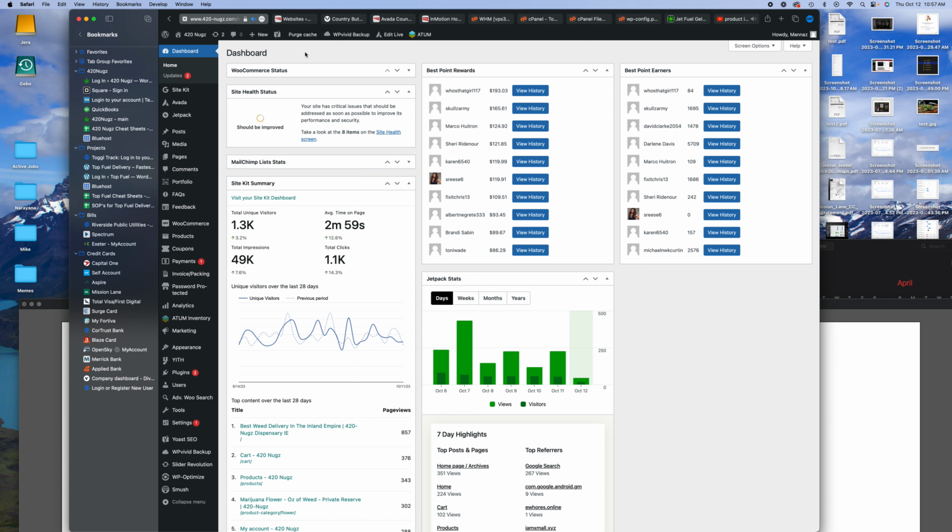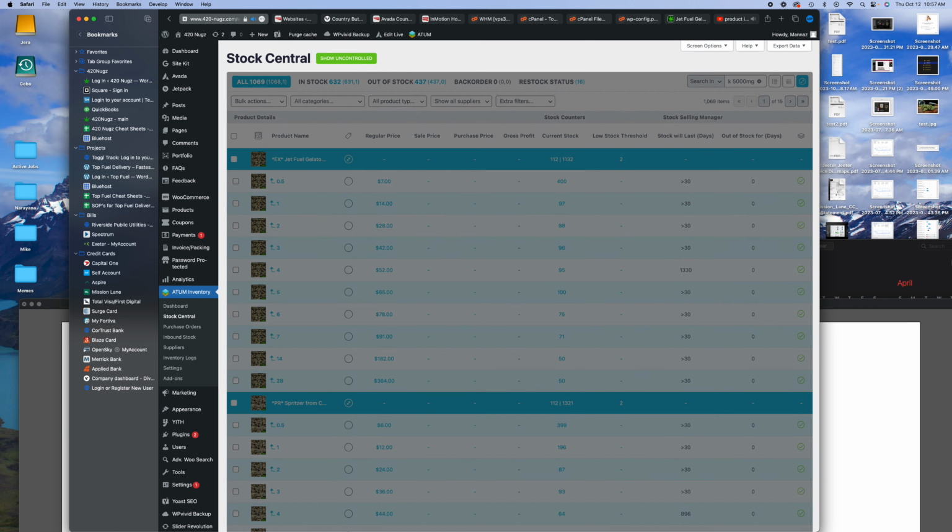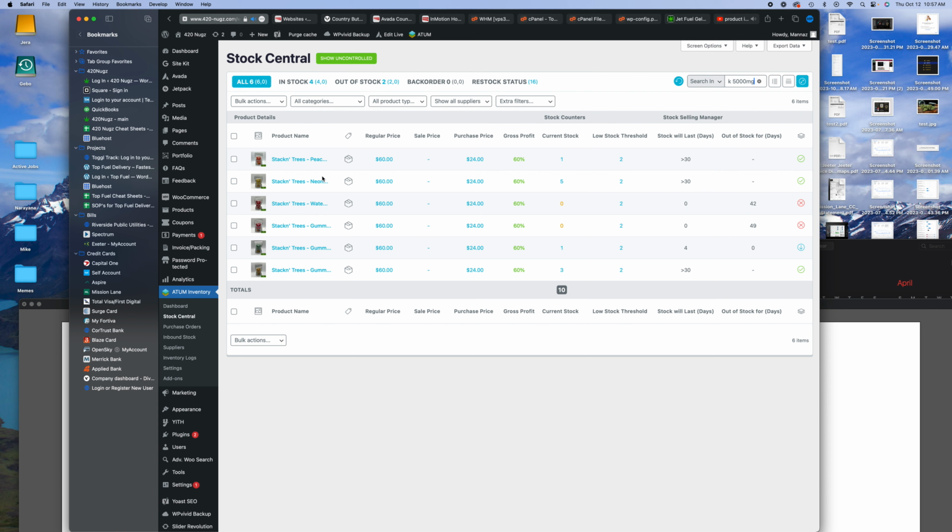Go over the inventory for Stackn trees. Okay, so the first thing I'm going to do is go up to Autumn, Stock Central. I have my invoice next to me so I can see what was purchased. And I'm going to type in stack 5,000 milligram. And that should bring up just the Stackn trees, as you can see.